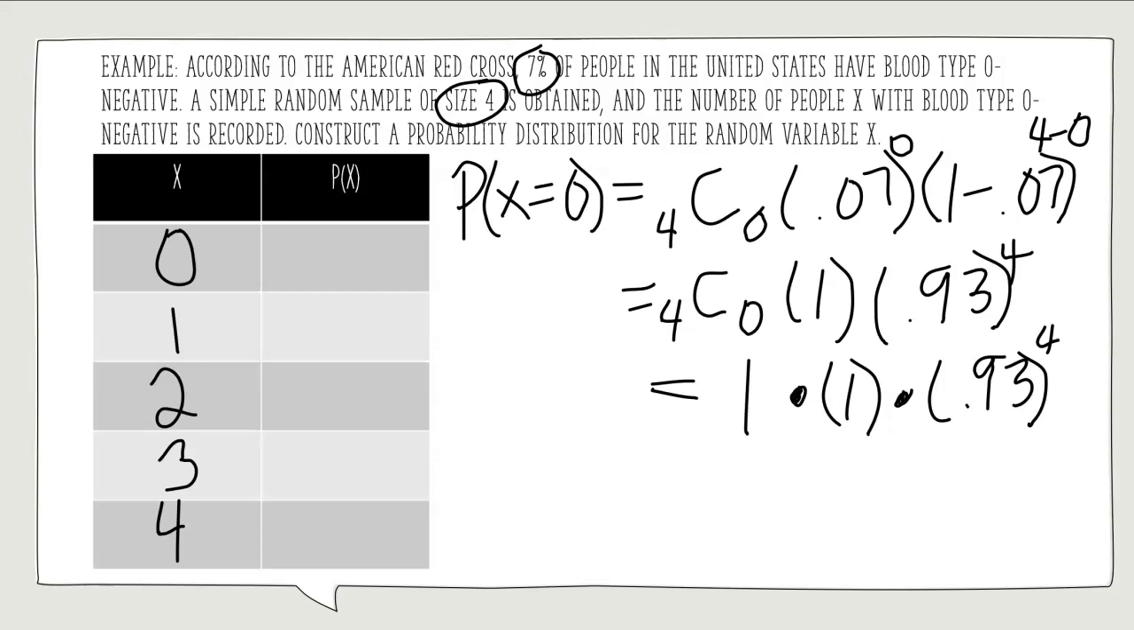So I'll end up with 0.93 to the 4th power, and if you raise that to the 4th power, you get 0.748 and some more numbers. I'm just going to round it to 3 decimal places. So right here, we get 0.748. All right, so that would be our probability for x equal to 0. That's the probability that none of the people selected would be blood type O negative, 0.748. Now I'm going to go back to Google really quick and show you how I got this value for 4 choose 0, okay?